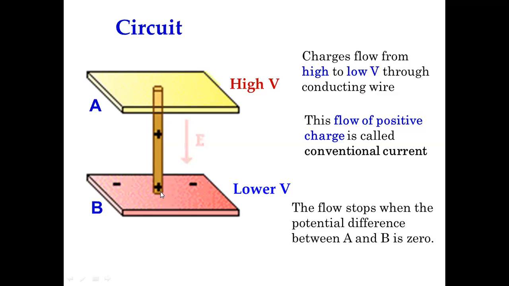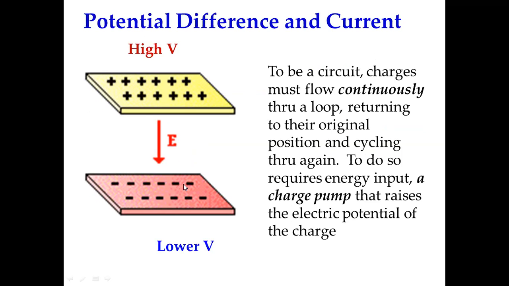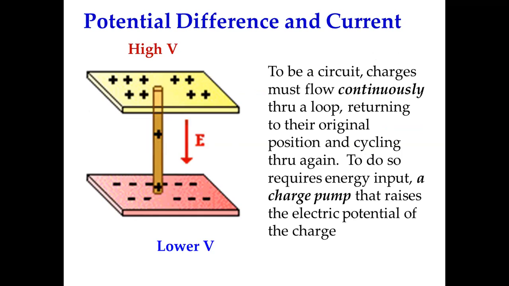You can see here, to be a circuit, charges must continuously flow through a loop. What do we know about current? Current is actually the flow of charges. When the charges are flowing continuously, then the circuit is operating and the current is flowing.